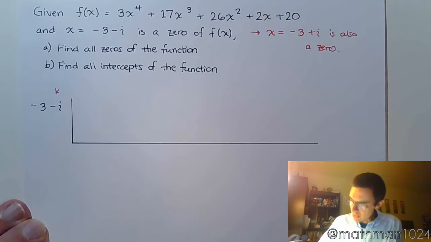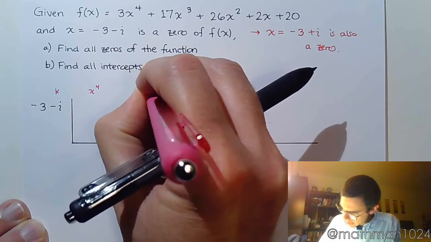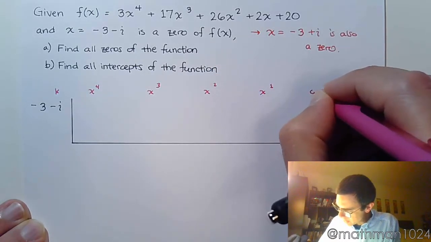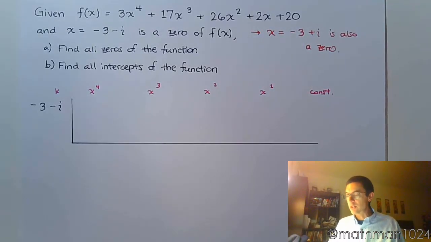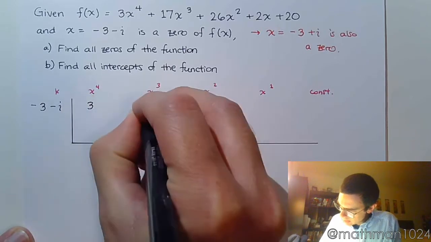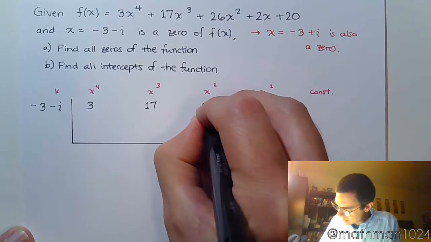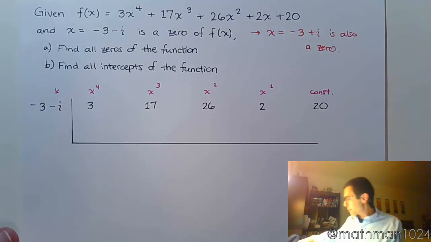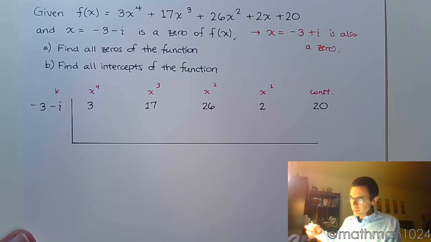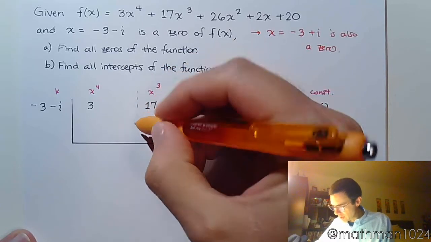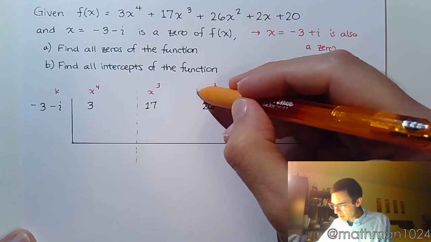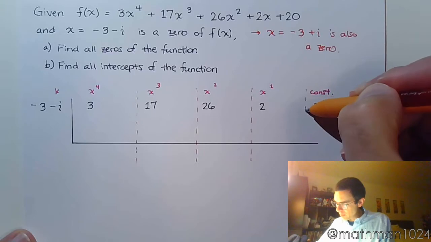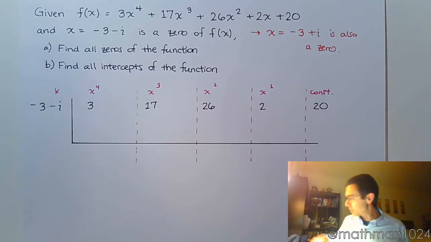All right, so we have x to the fourth, and we're going to go down by degree every step along the way until we get to the constant term. So we have 3, positive 17, positive 26x squared, positive 2x, and positive 20. Now, I like to create a little bit of separation here because things are going to get complicated, and it helps me with organization and avoid having part of the problem bleed into another part.